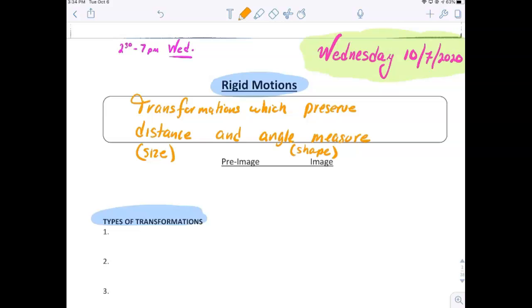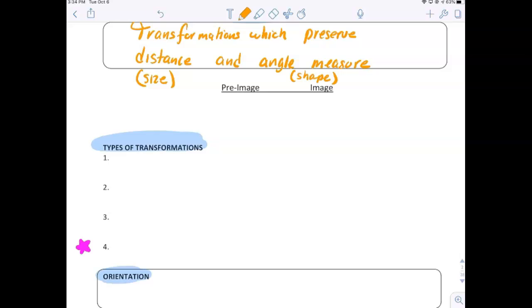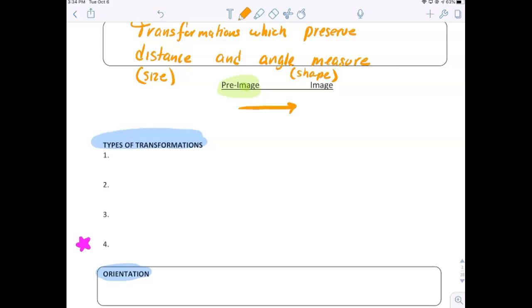They just move somehow. And when you have a pre-image, that's before something happens to it, and after something happens to it, we call it the image. The types of transformations that you learned previously, probably in 8th grade, you learned about reflections, rotations, translations, not to be confused with the overall topic, transformations, but translations.